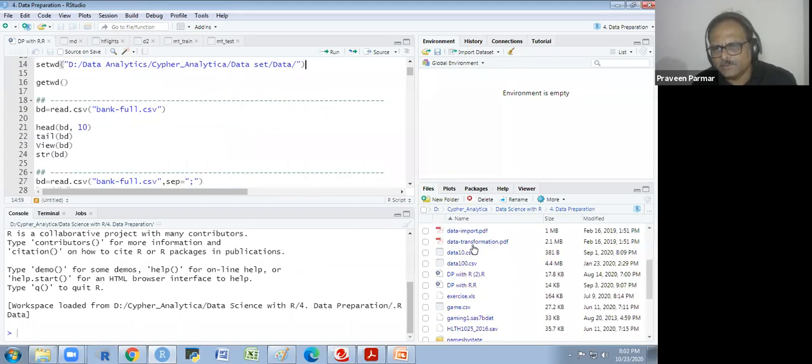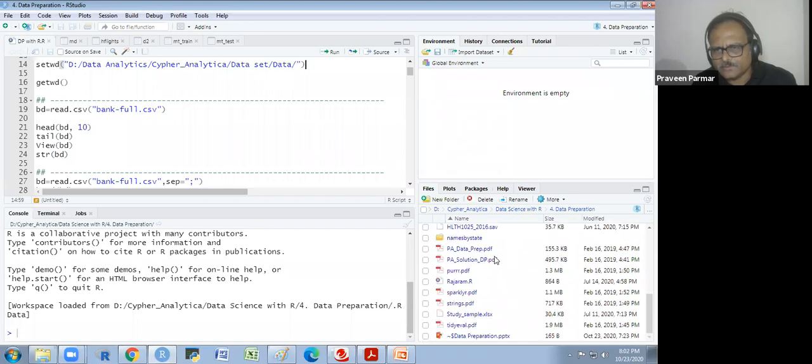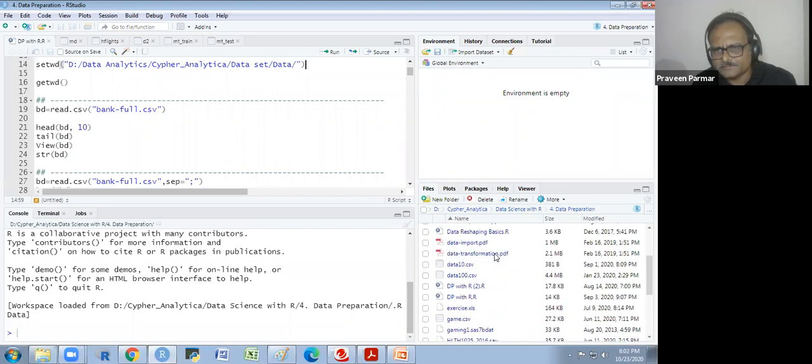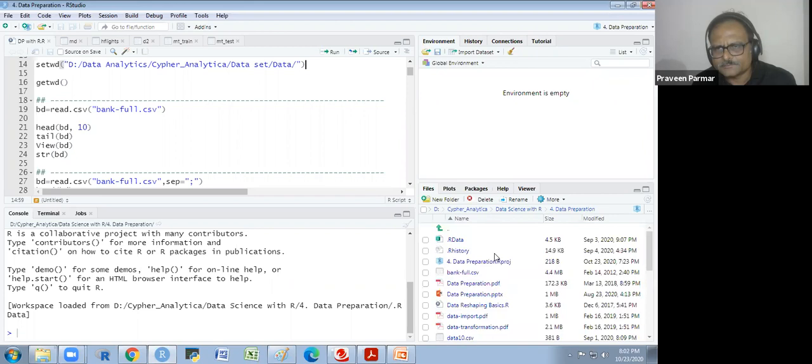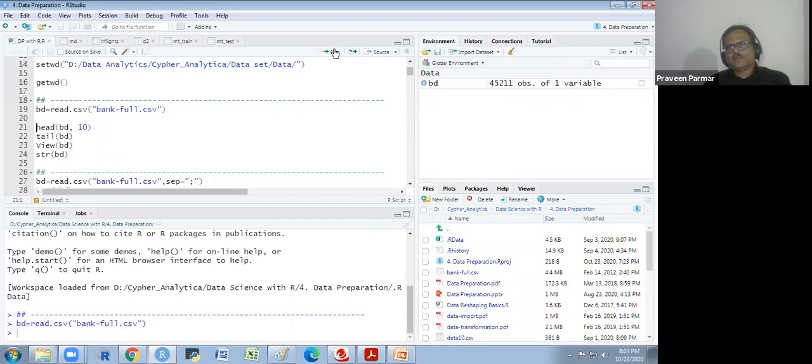Is there a bank full data or not? There is a bank full data. So I will read this bank full data, and I see there is one variable.